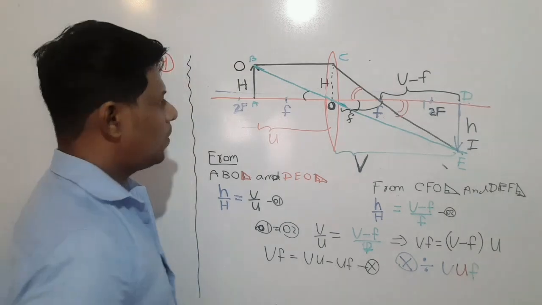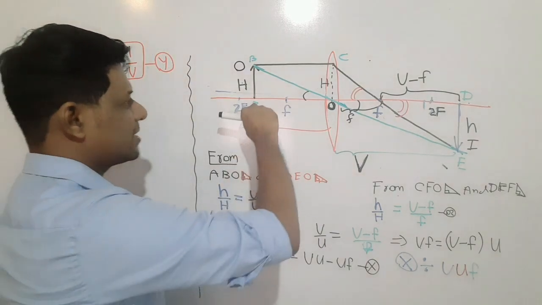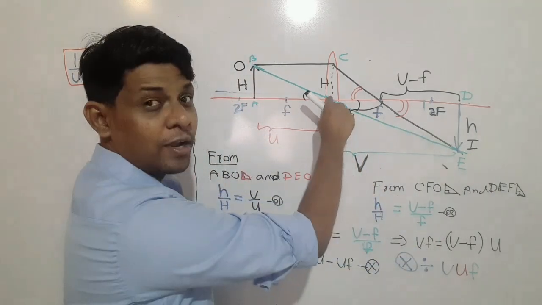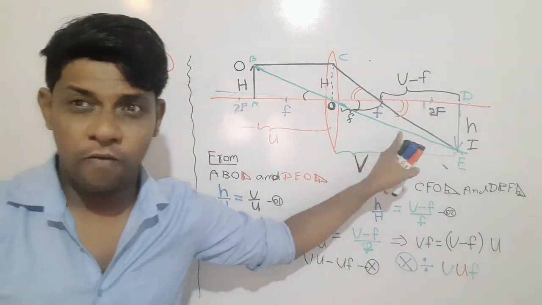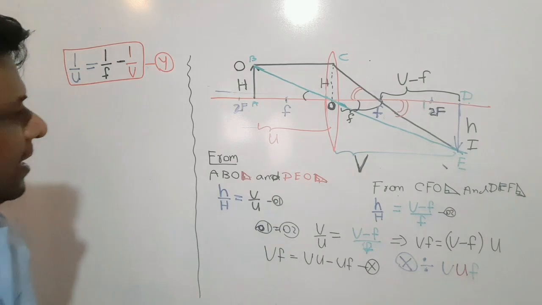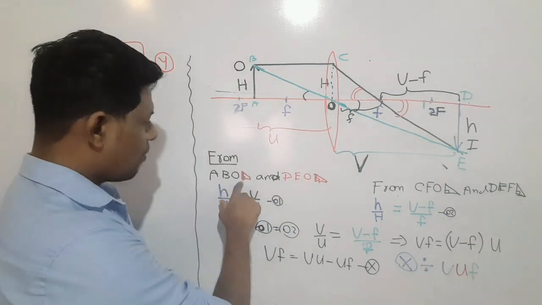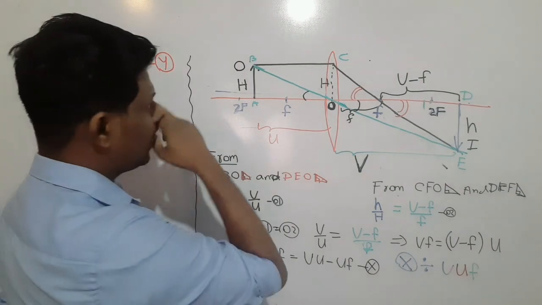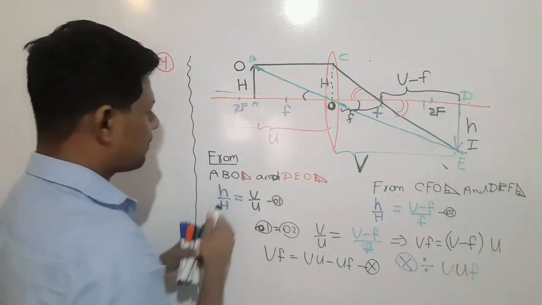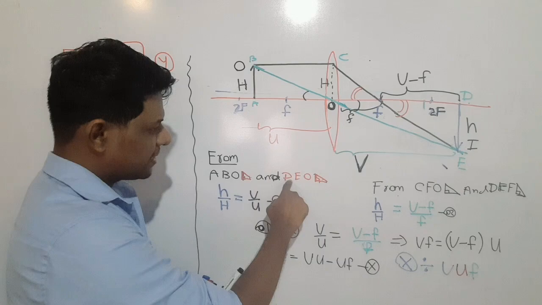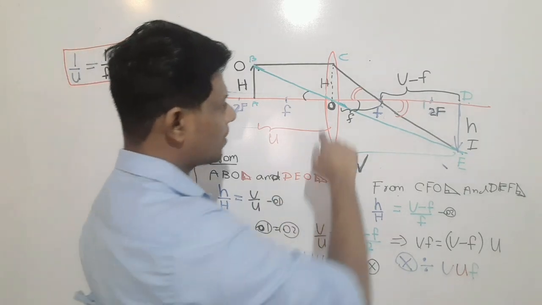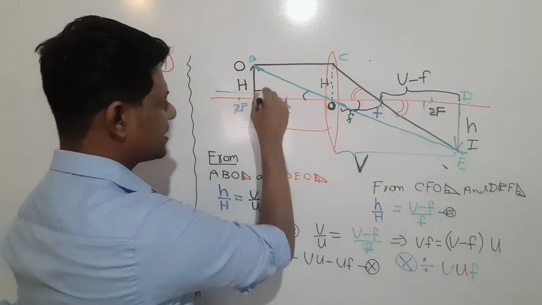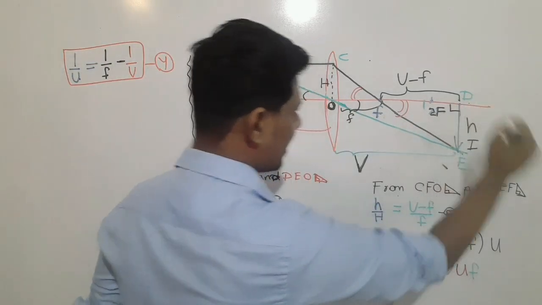Now I will mark it with the notation A, B, C, D and E. I will consider this point as O and the other one as F. Now from the right angle triangle ABO, this part, and the other one, DEO, see, DEO right angle triangle. These two are right angle triangles because of the vertical and horizontal lines.